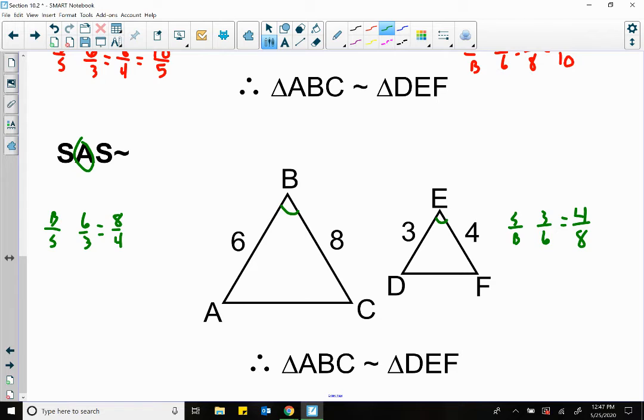So these are the three similarity cases. Okay? Angle angle similarity, side side side similarity, or side angle side similarity. These are the only ones they want you to know.